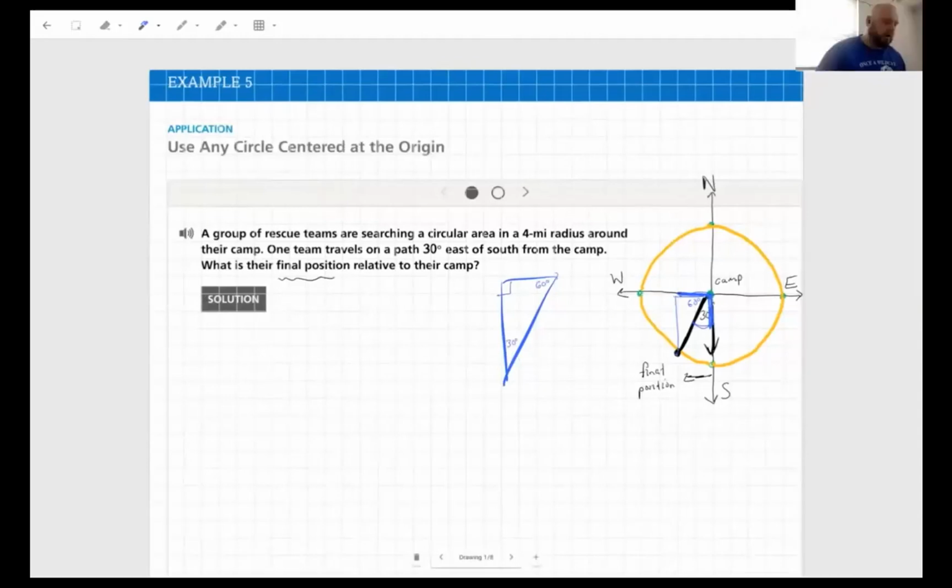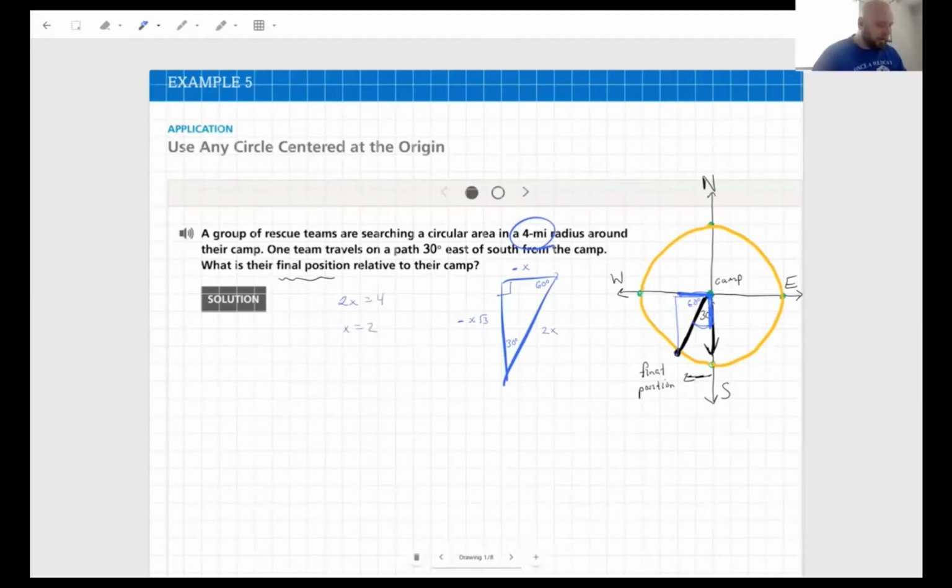We know that on our special triangle, this side is always x, the hypotenuse is always twice that, and the y side is always x times the square root of 3. We know that because we're in the third quadrant, the net x values are going to be negative, the y values are going to be negative, and the hypotenuse is always going to be positive. The hypotenuse, for us, is our 4-mile radius. So we're going to say that our hypotenuse is equal to 4, which means that x is equal to 2.